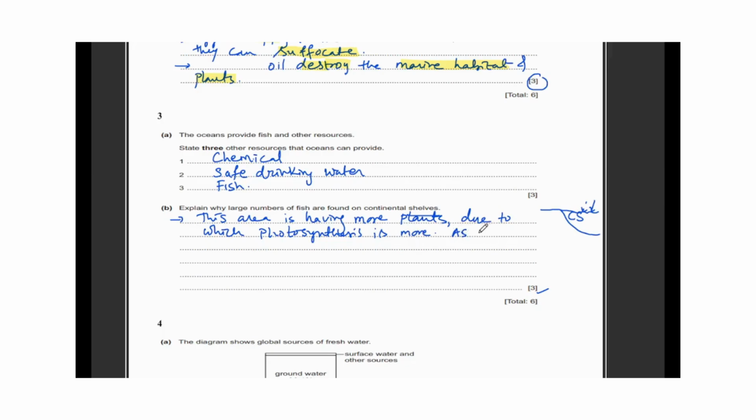As this area has or receives more sunlight, okay, more sunlight, receive more sunlight, abundance of nutrients, okay, more nutrients are present. So these are our keywords.